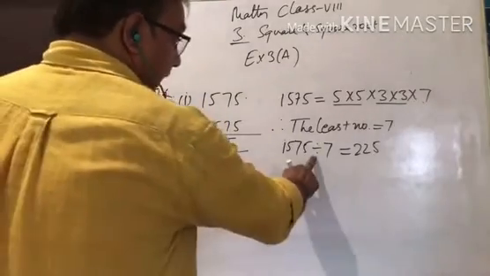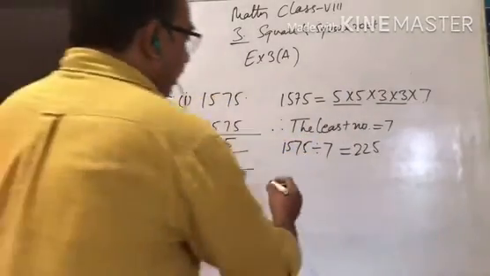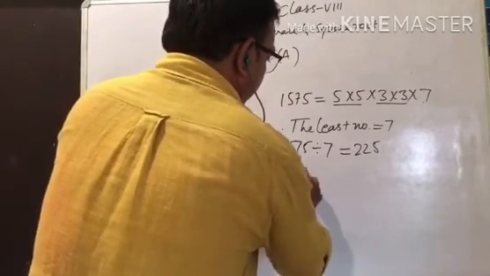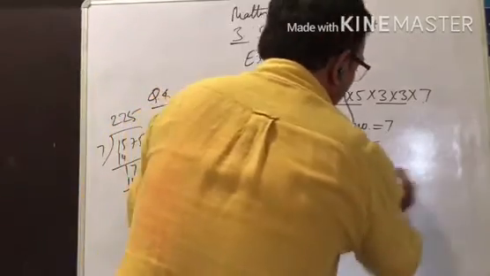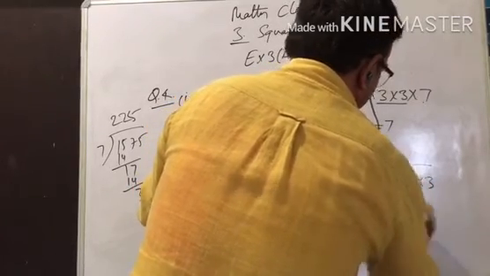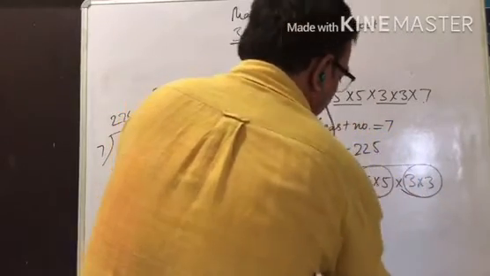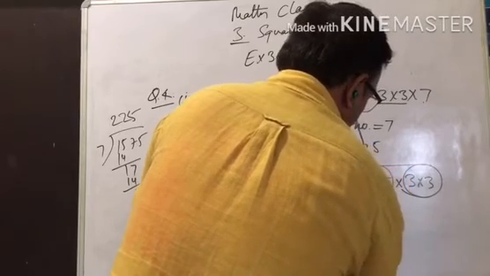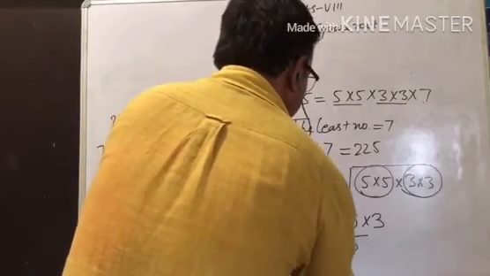Now see, here we divide, so we can exclude this 7. Now we obtain a new number, that is 225. So the square root of 225 is equal to the square root of 5 times 5 times 3 times 3. So we take out one number from each group of 2. So it's 5 and 3. 5 3s are 15. So the first answer is here and the second answer is here.